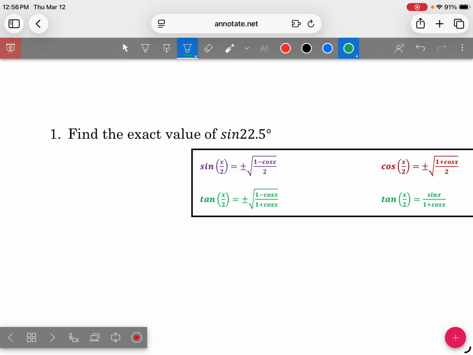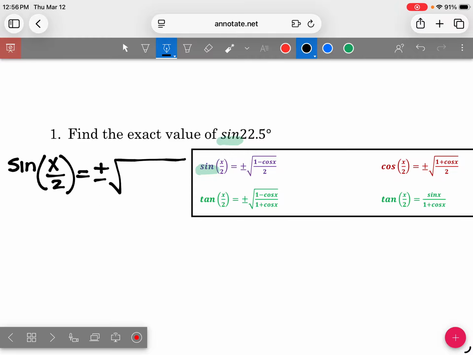So first of all, it says sine, which means I'm using this one here. So I'm just going to rewrite that identity off to the side where it says sine x over 2. And this is optional, but I'm just going to do that so that I know which identity in that box I'm using. So this is the identity I'm using. All right, don't say it out loud.